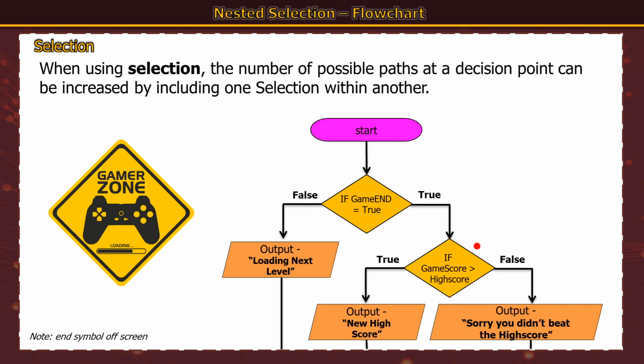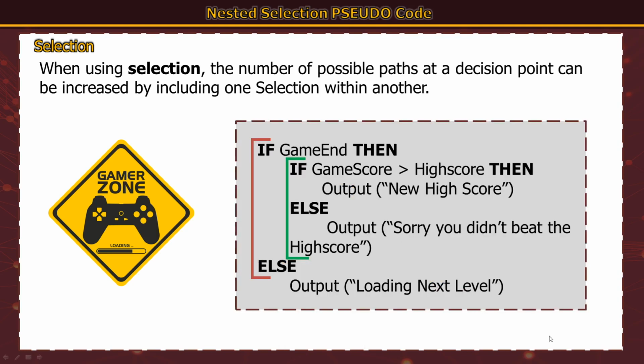This has two paths. If game score is greater than high score, then it would go down the true path and print out "new high score". However, if game score was not higher than the high score, it would have gone down the false path and printed out "sorry, you didn't beat the high score". Here you can clearly see that the one selection is inside of the other selection. Notice the indenting. It makes it easier to see that the one selection is nested inside of the other.